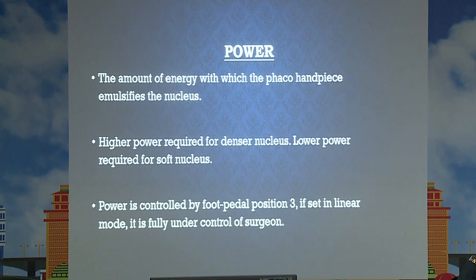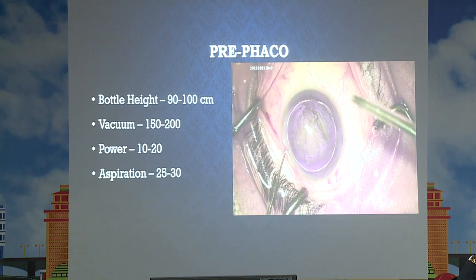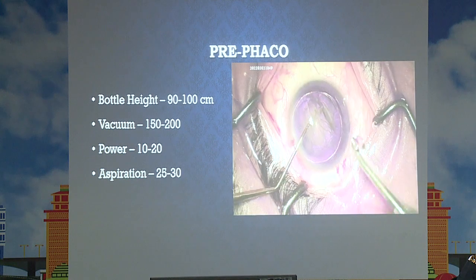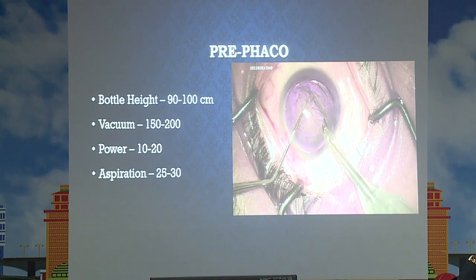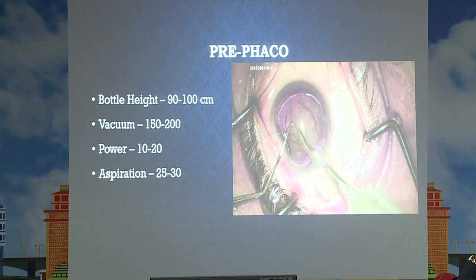Power is controlled by foot position 3. Now coming to some machine settings which I use. First, the pre-phaco, that is basically clearing the cortex before starting the main phaco emulsification. Here, the bottle height I keep is normal, 90 to 100 centimeters.